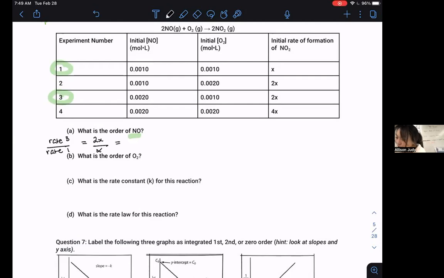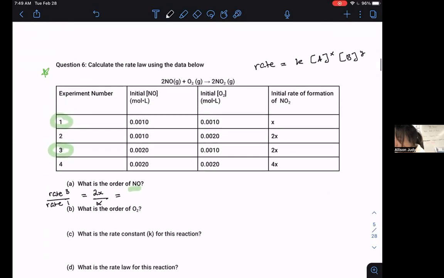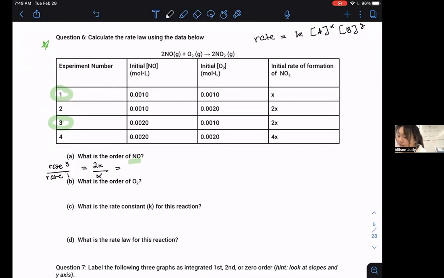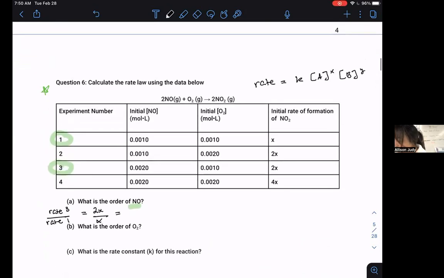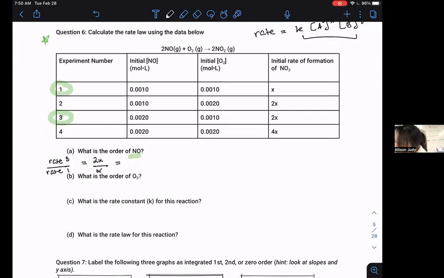And I know that's also going to be equal to K1 times the concentration of our given compound raised to a certain power times the concentration of our other reactant raised to a certain power. So what does rate 3's portion of that look like? Well, 2x, the concentration of NO is 0.0020 raised to some power times the concentration of the other reactant, which is 0.0010, raised to some power, times K of 3, experiment 3.